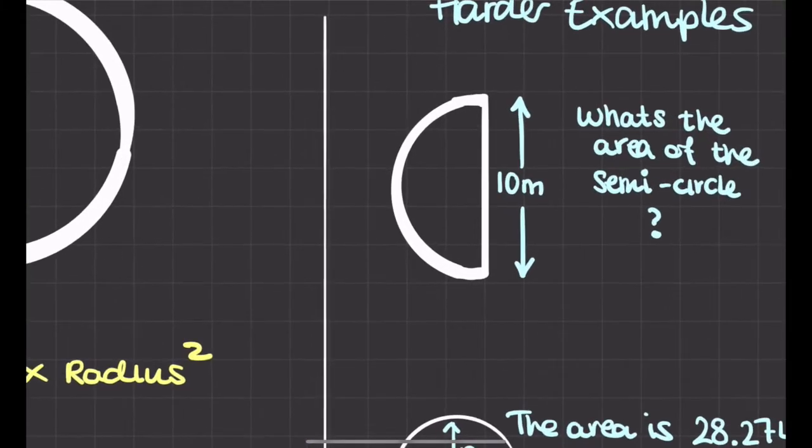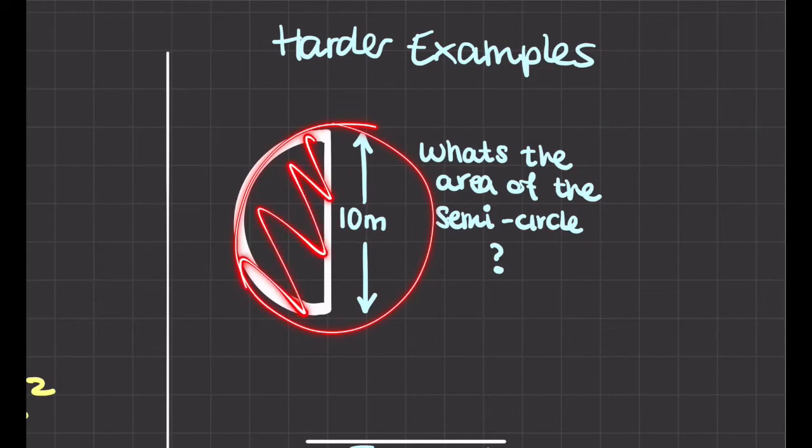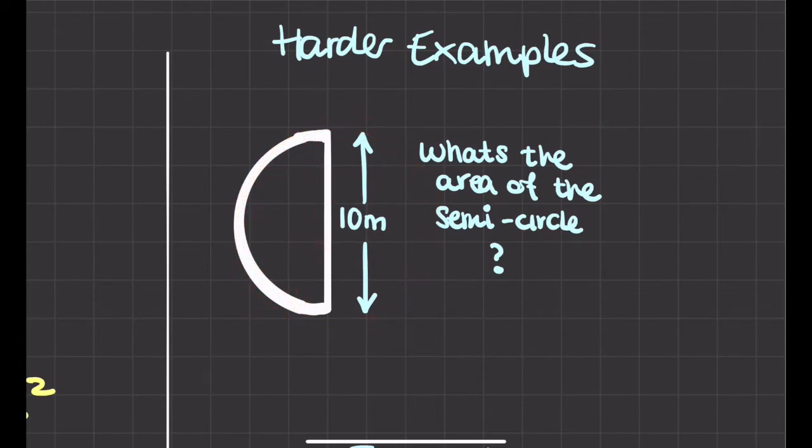So here I've got a question that says, what's the area of the semicircle? So I've got here half of a circle. So we're going to work out what the area of a full circle would be, and then we're going to halve it. So the area for the full circle will be pi times the radius squared, and then we're going to halve it to get the area of half of it.